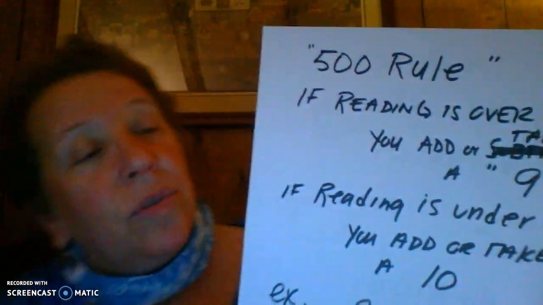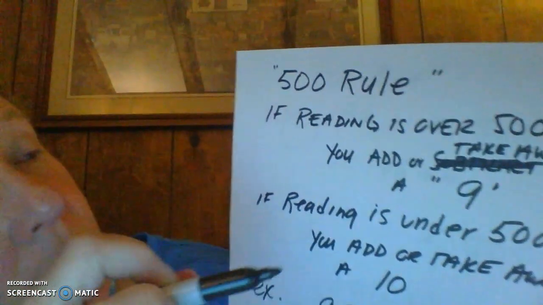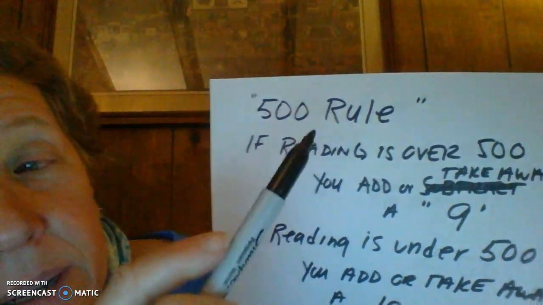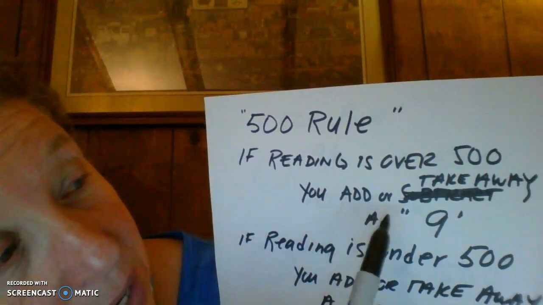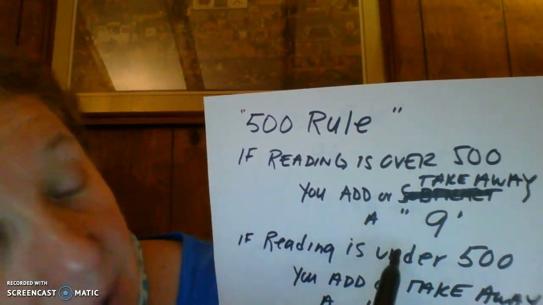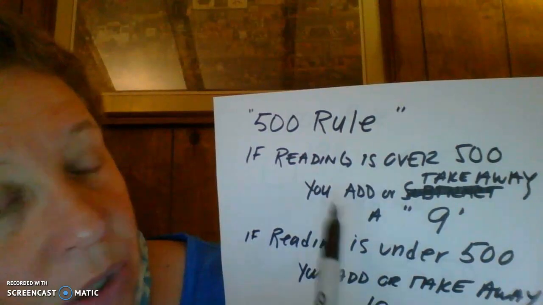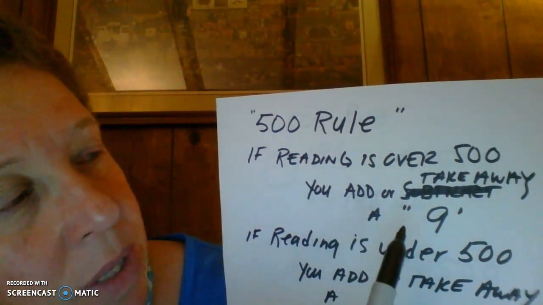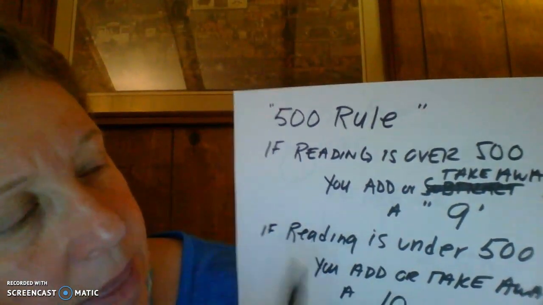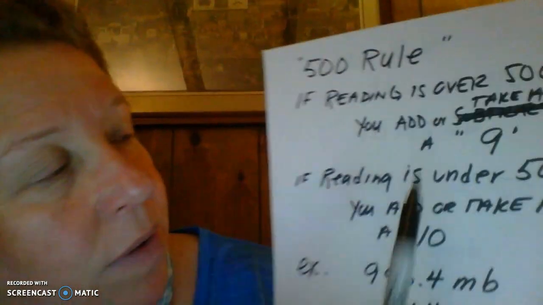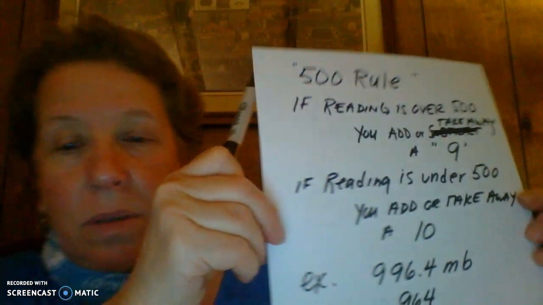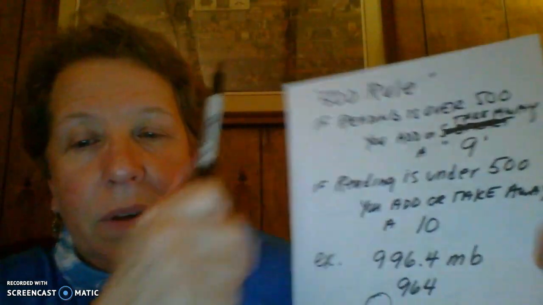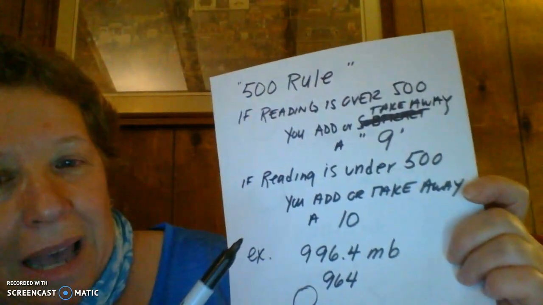The 500 rule: if the reading is over 500, you're going to take or add a 9, like we just did. We took away the 9 to put it on the weather station. Then if the reading is under 500, you're going to add or take away a 10. Let's put that so you can read it. It's so difficult. All right, here we go.